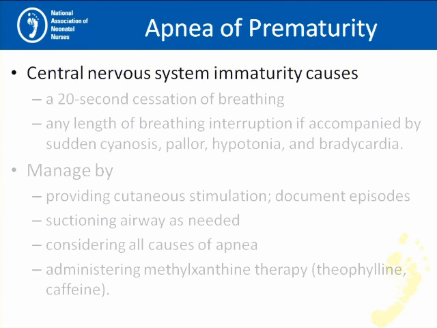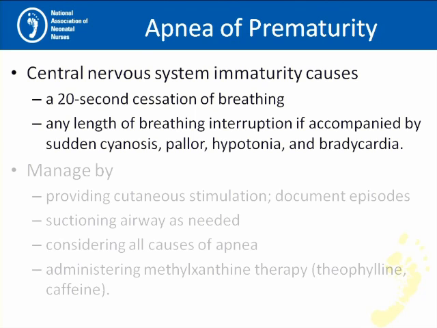Periodic breathing is a sequence of 3 or more successive respiratory pauses that last more than 3 seconds with less than 20 seconds of normal respiration between pauses and is a frequent cause of prolonged oxygen desaturation. Immaturity of the central nervous system causes a 20-second cessation of breathing, and any length of breathing interruption if accompanied by sudden cyanosis, pallor, hypotonia, and bradycardia.